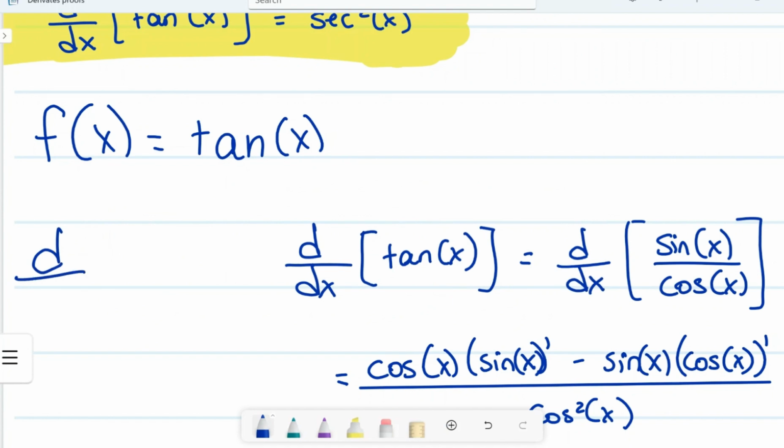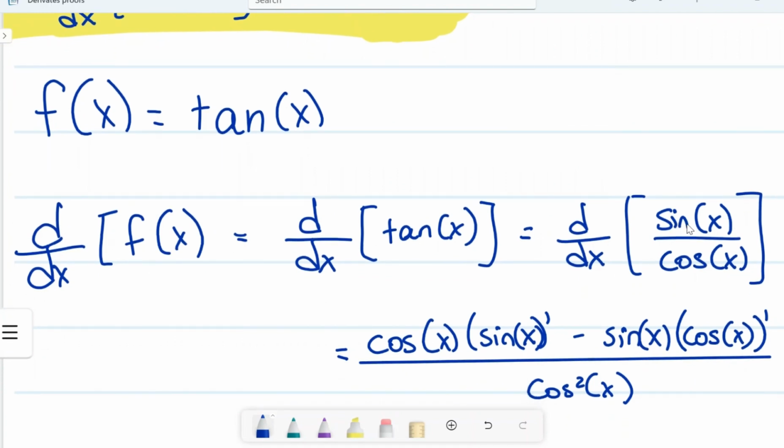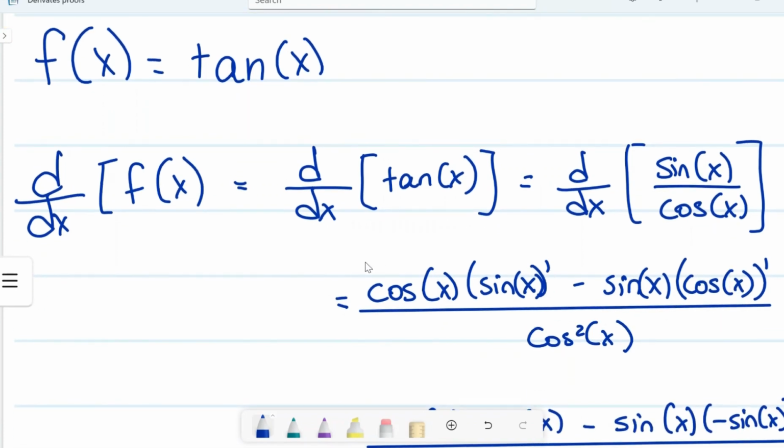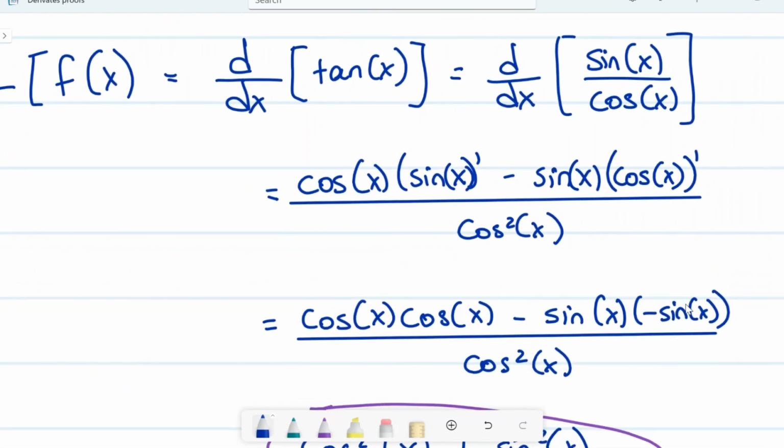So the derivative of f of x is equal to the derivative of tan of x. And as you might know, tan of x is sine of x divided by cosine of x. Now using the quotient rule, let's find the derivative of this quotient. So this is the denominator, which is cosine x, times the derivative of the numerator, so times the derivative of sine of x, minus the numerator, so minus sine of x, times the derivative of the denominator, so times the derivative of cos of x, all divided by cosine squared of x.